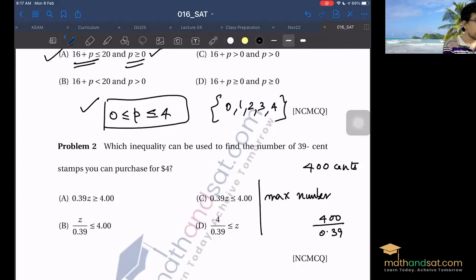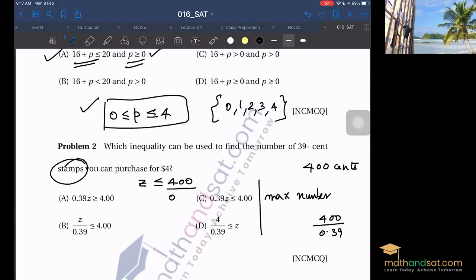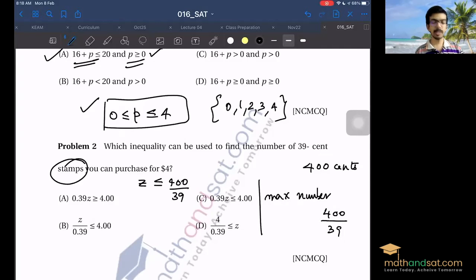So if you represent the number of stamps as Z, your Z value has to be less than or equal to 400 divided by 0.39. No, it's not 0.39. I'm sorry, I made a mistake. We have converted everything to cents, right? So it's 39. 400 divided by 39. I've converted everything into cents. So it is 400 divided by 39.